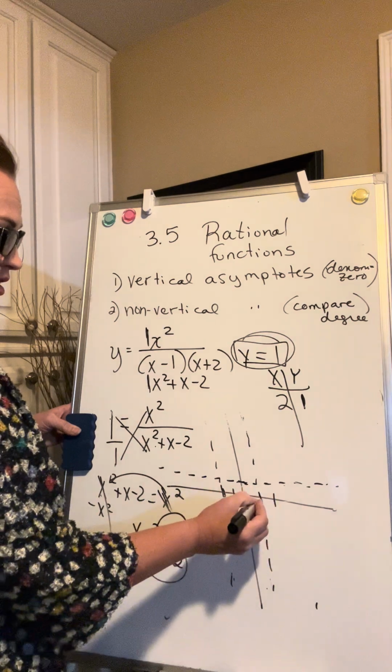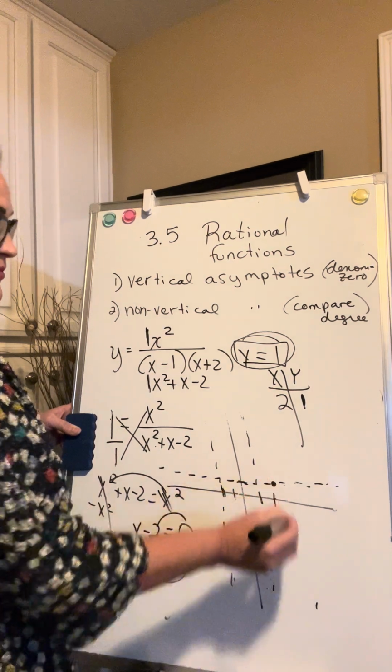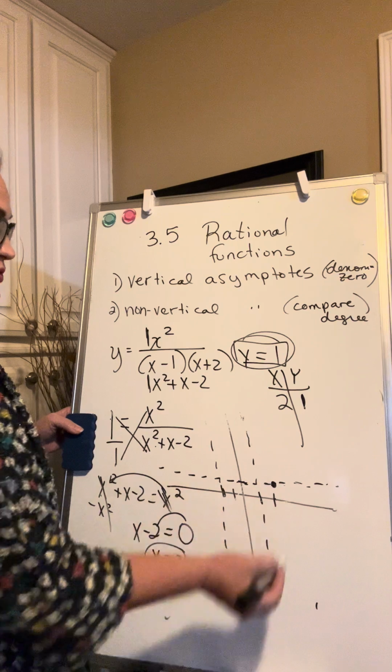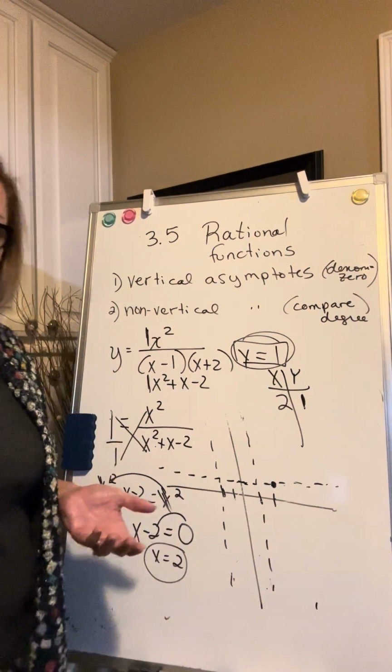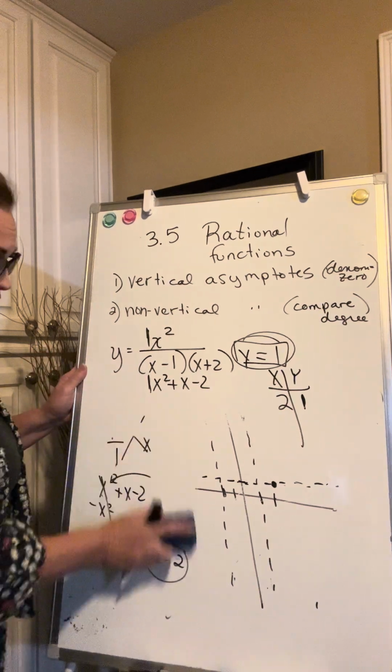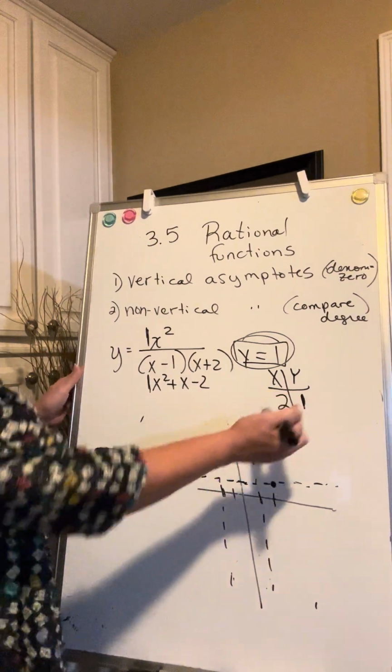Where is (2, 1)? Over 2, up 1. I am going to cross that graph at the point (2, 1). Now also you might want to find its x-intercepts, its y-intercept, all of those kind of critical points, and those can be found by just point plotting.